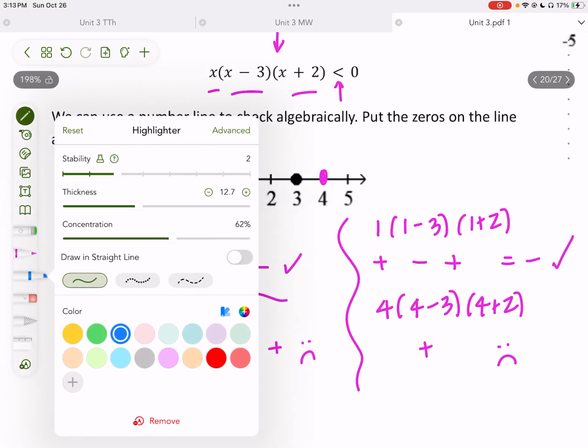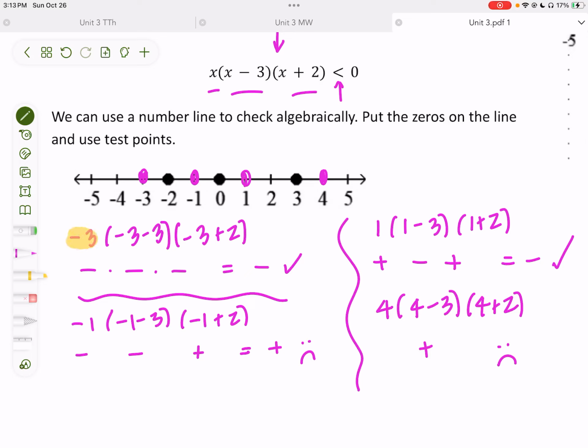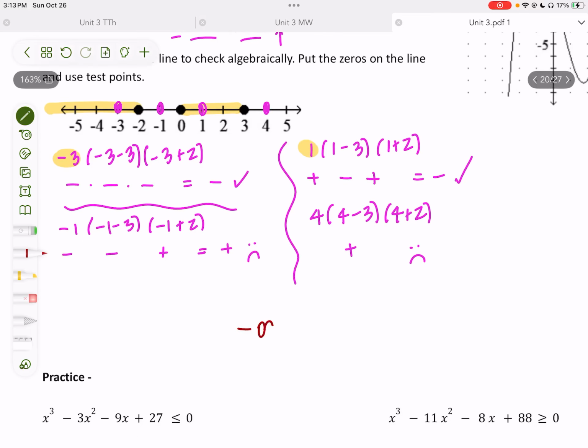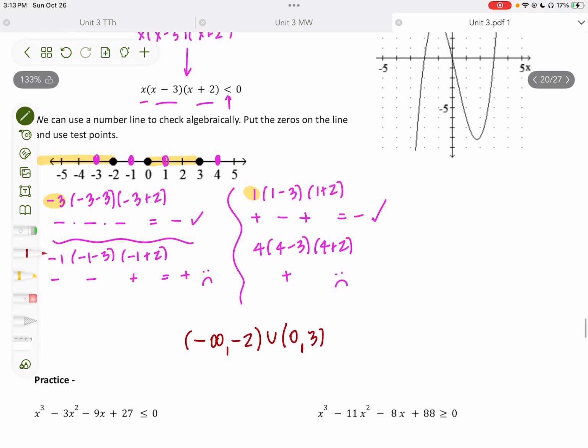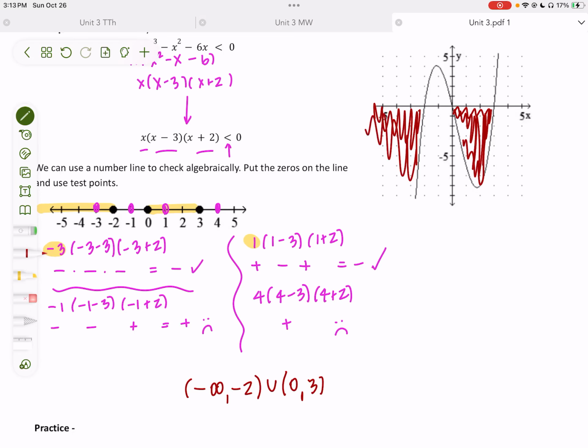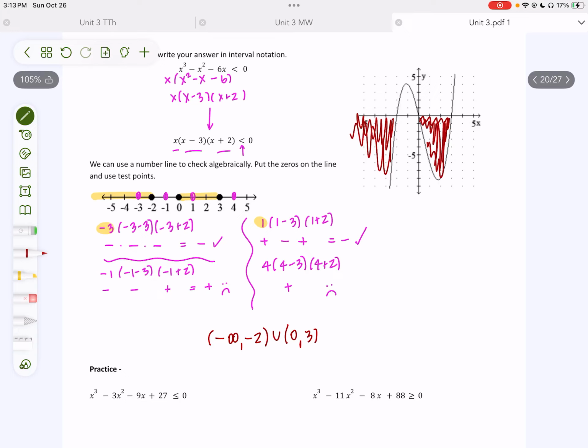So what I've just found out is that -3 worked in my interval, so this section works, and the 1 worked, which means this section works. We want to write that as an interval: negative infinity to -2, not including -2, union 0 to 3. If you were to look at that on a graph, from 0 to 3 is where f of x is less than 0, and going to the left, negative infinity to -2, we would also have f of x be less than 0.